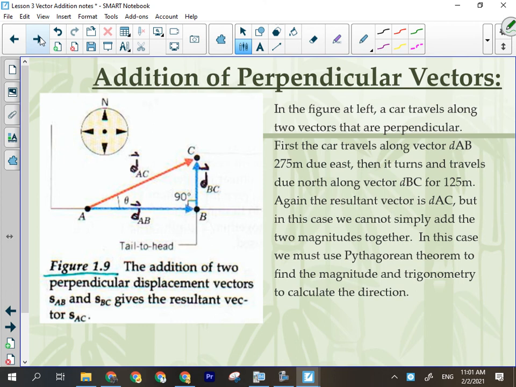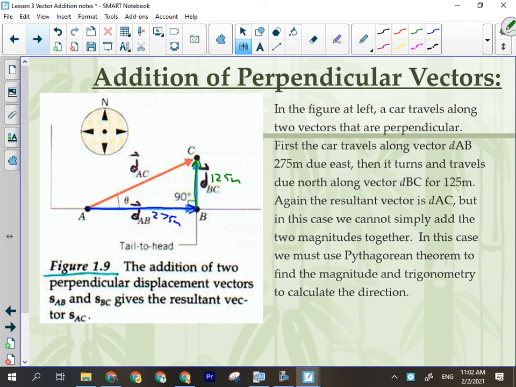All right, now I got perpendicular vectors. See how quick we get to the perpendicular. Now I've got one that goes east and one that goes north. Still drawing them the same way that we did when they were collinear. So now I've got my 275 meter east vector, and now I'm putting on the head of that 125 meters north. And again, remember, length represents magnitude, and scale can be important.